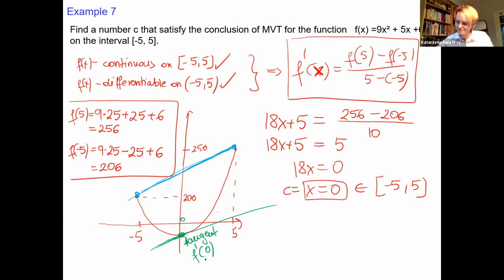f prime at 0 is the same as the slope of the blue line. Okay, and of course, that's the parabola. I don't know exactly how this parabola looks, but between -5 and 5. Of course, my scale is not good, the labels are good, but the length of 5 is even more than the length of 206. Okay, but we do have the idea.